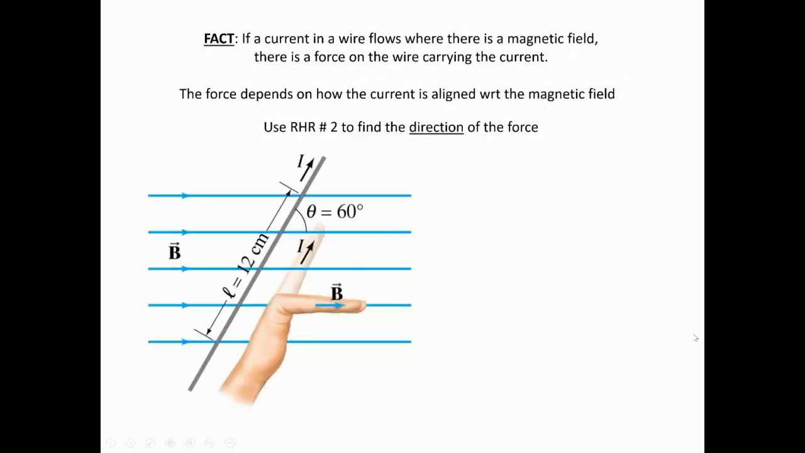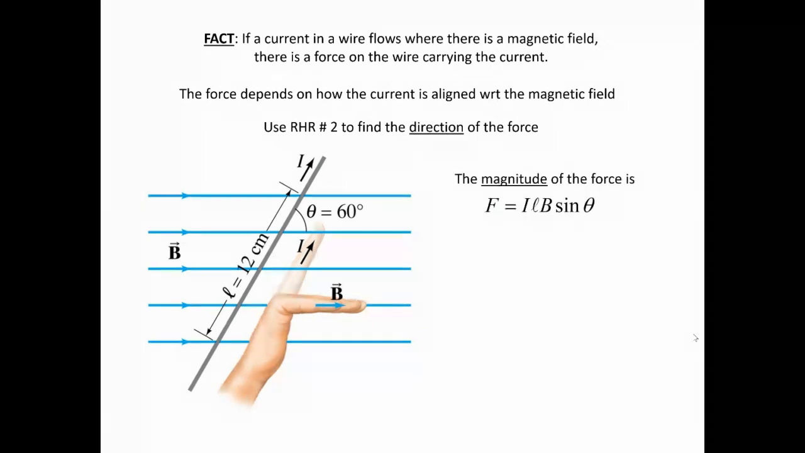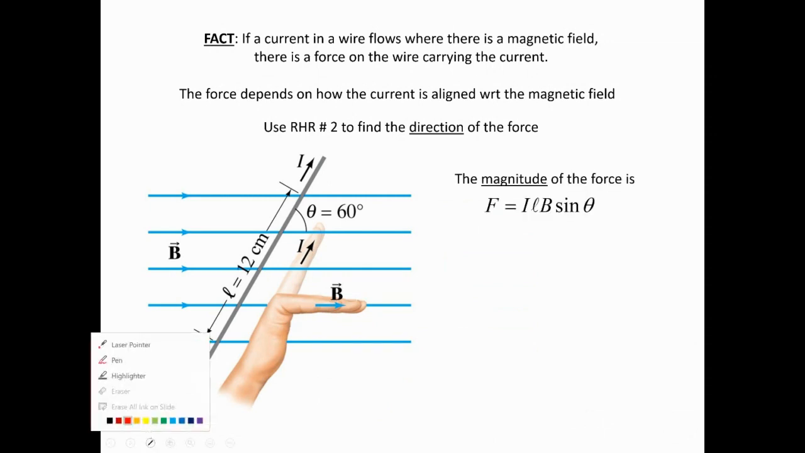Okay, so this is where we were. Let's now go on. Right-hand rule number 2 tells you the direction of the force. What is the magnitude? It's given by this formula: current times the length of the wire that's in the presence of the magnetic field. That's the L here, they call it 12 centimeters. Then the strength of the magnetic field, B, and then sine of this angle, theta. This sine of the angle is what makes the force maximal when the wire is perpendicular at 90 degrees to the magnetic field, and 0 when it's in the same direction.